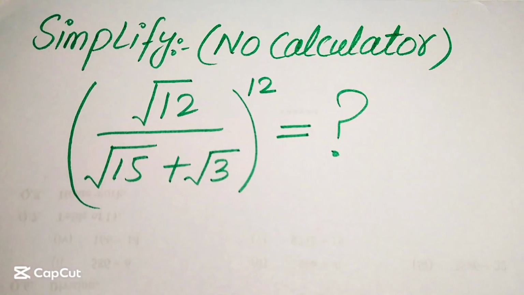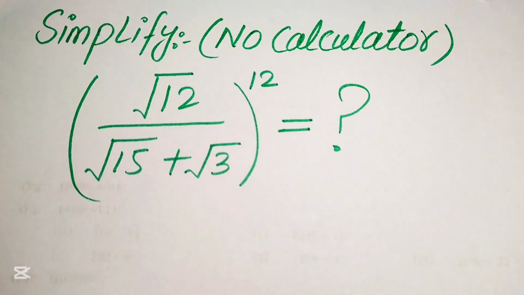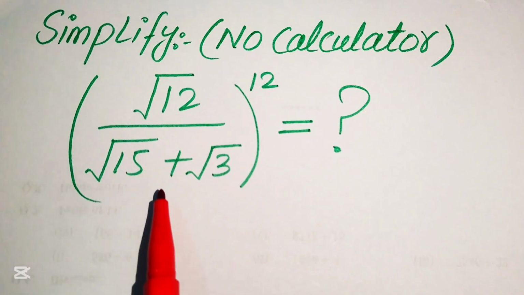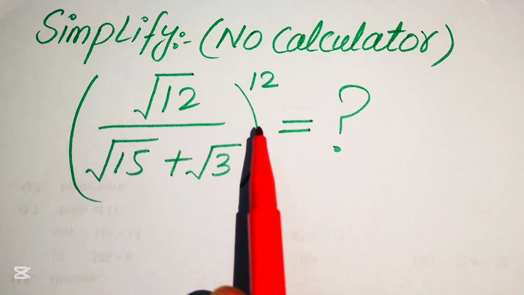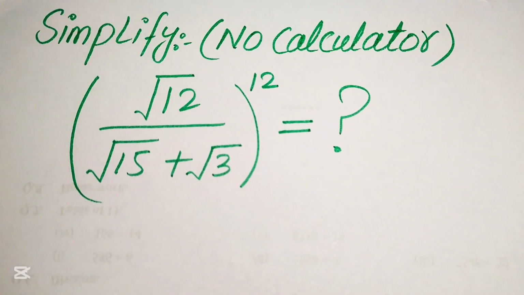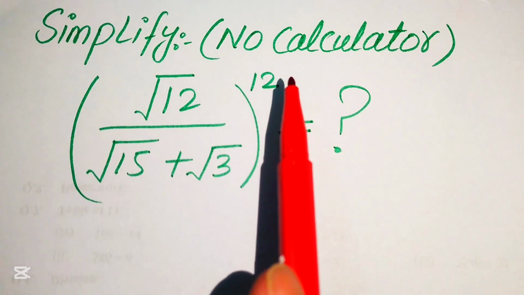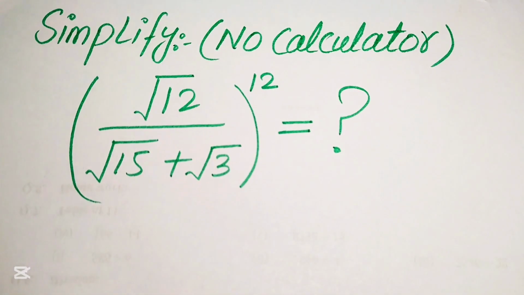Hello everyone, how to simplify this nice algebraic expression. If we have the square root of 12 divided by the square root of 15 plus the square root of 3, and its whole power is 12, we write this algebraic expression into the simplified form. But remember one thing: a calculator is not allowed in this problem, so we will show all of the working here.